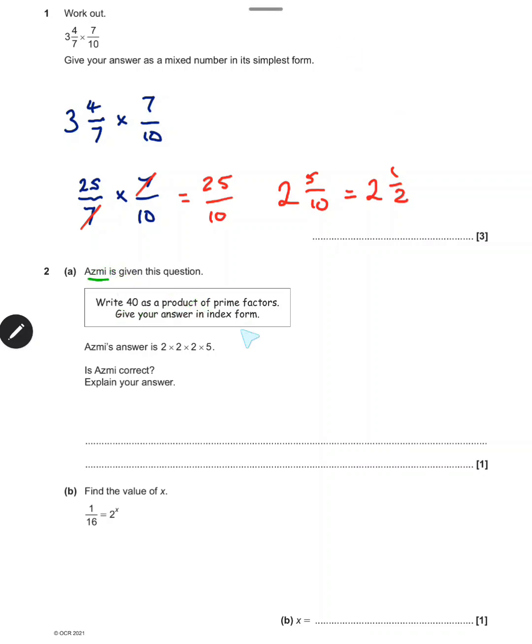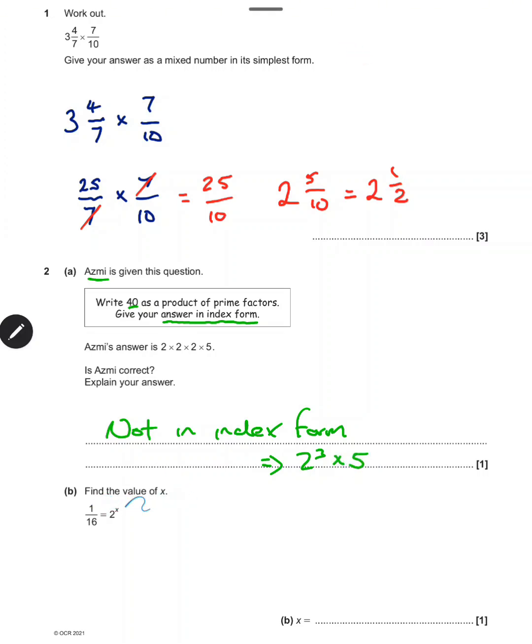Question 2, my mate Asmir has answered a question, and it says product of prime factors, answer in index form. Let's just check his answer. 2 times 2 is 4, times 2 again is 8, and 8 times 5 is 40. The only problem, he's not written his answer in index form. It should be 1, 2, 3 2's, so 2 cubed, multiplied by 5.